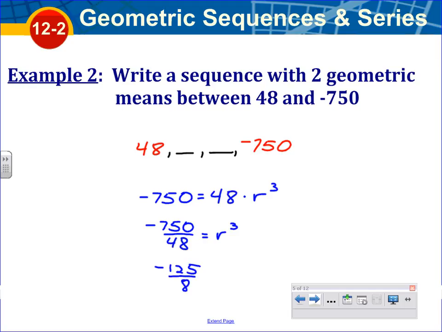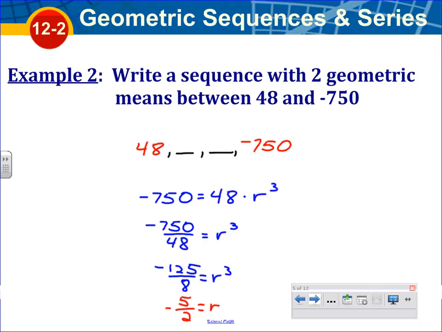Now when I see that equal to an R cubed, that makes me happy because I know that 125 is a cube. It's not a perfect square, but it's the cube of an exact number, and then 8 also is. So we're going to take the cube root of both sides, and then this is just beautiful. The cube root of 125 is 5, the cube root of 8 is 2, and it's going to be negative. So my R is negative 5/2.